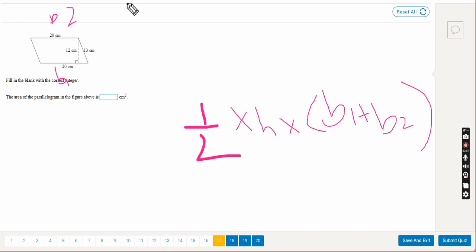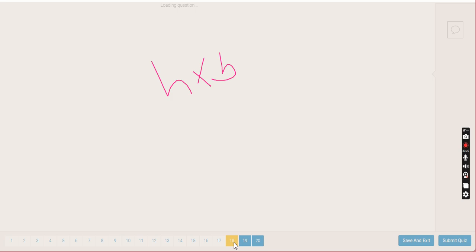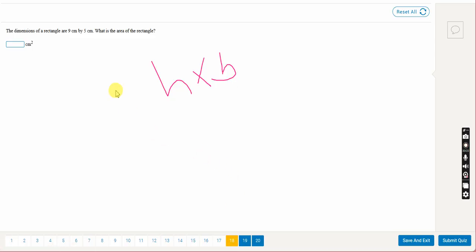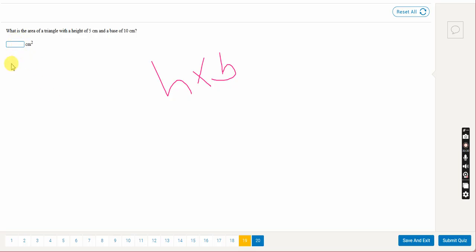The area of the parallelogram. Oh, sorry. So that will be the height times base. My bad. So the area of the parallelogram is going to be height times base. 20 is your base and your height is 12. What will that give you? 240. My bad, I was confusing it with the trapezoid. 240. The next one is, again, length times width. You know that already. 45. This one is going to be the area of a triangle, half times base times height again. That's going to be 25.